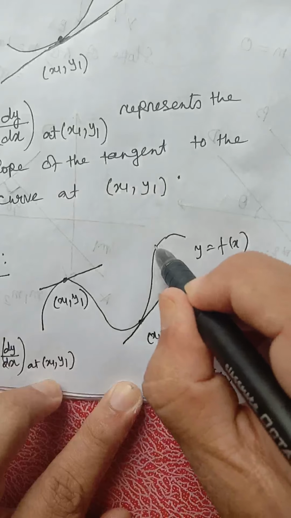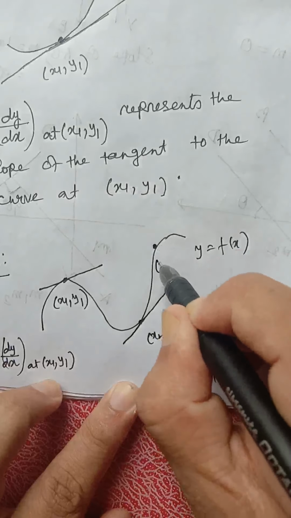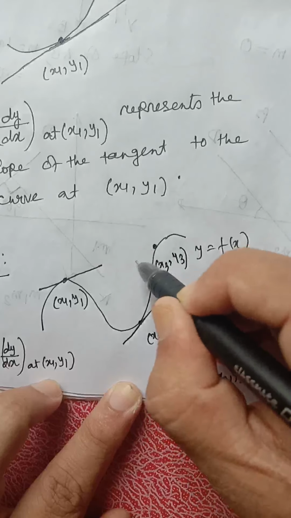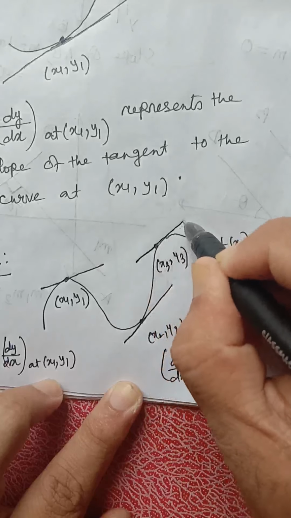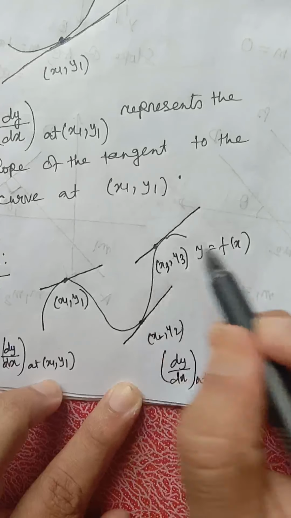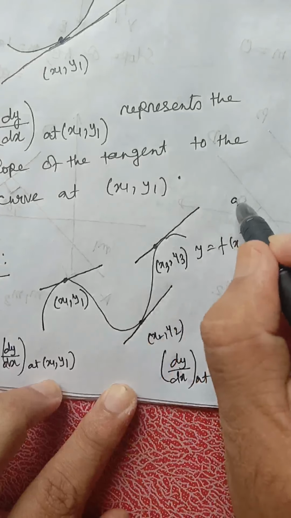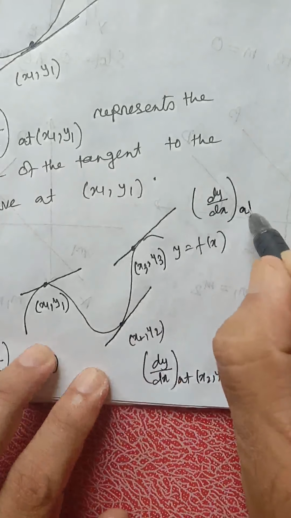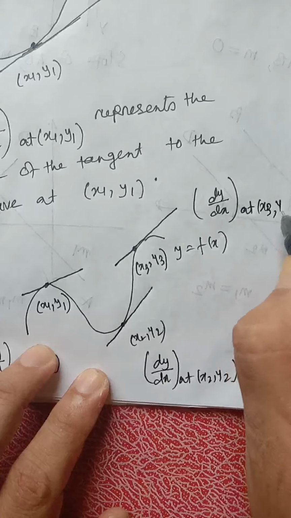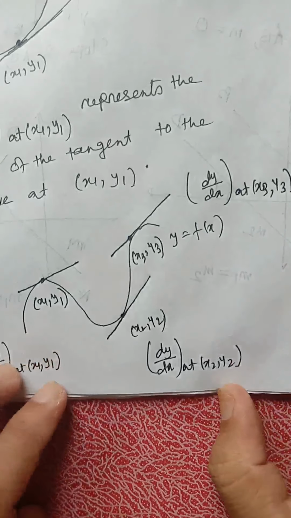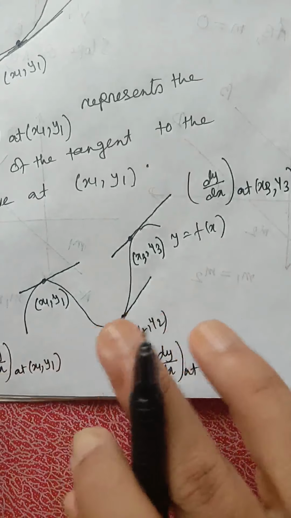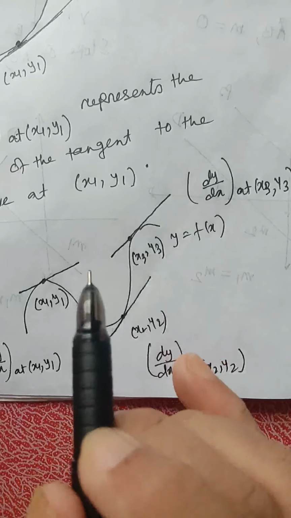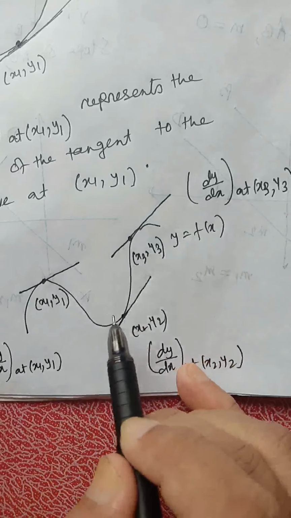Suppose this is a third point, (x3, y3). At (x3, y3) suppose another tangent is drawn. Slope of this tangent will be dy/dx at (x3, y3). So if we have to find the slope of a tangent at any point of a given curve, we will find dy/dx and then find the value of dy/dx at that point.